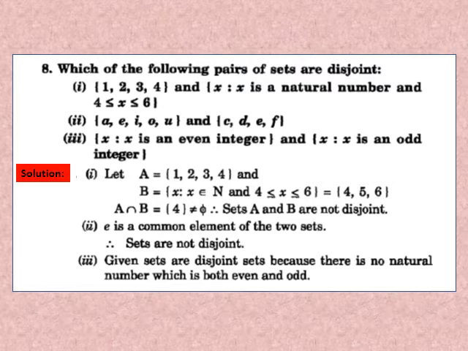Third, {x : x is an even integer} and {x : x is an odd integer}. There is nothing common between even and odd, and since there is nothing common, these two sets will be disjoint. If something is common, then not disjoint. If there is nothing common, then they are disjoint sets. Clear? So pause and note down the points.